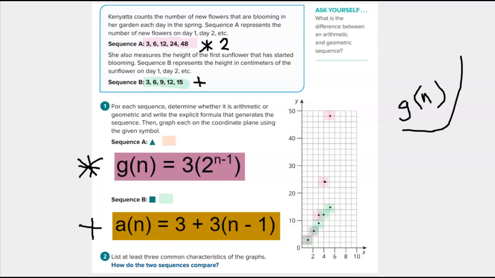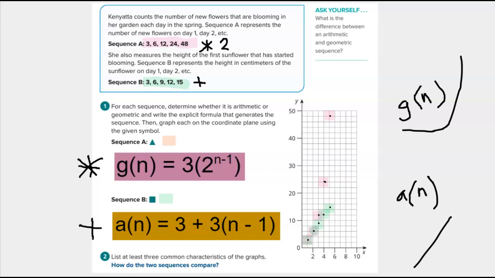The green is making a straight line. So a of n, our arithmetic function, where we're adding 3 each time, that is making a straight line. All right, so make sure you get those graphs in your book. You'll have one that turns up looking like a curve and one that looks like a line, an exponential graph and a linear graph.